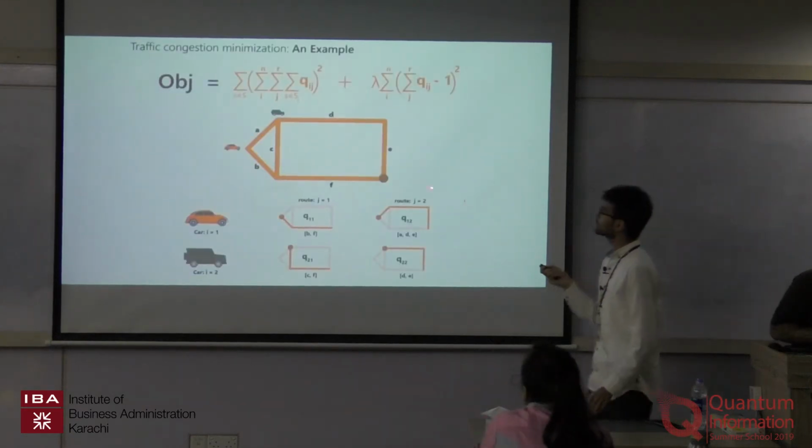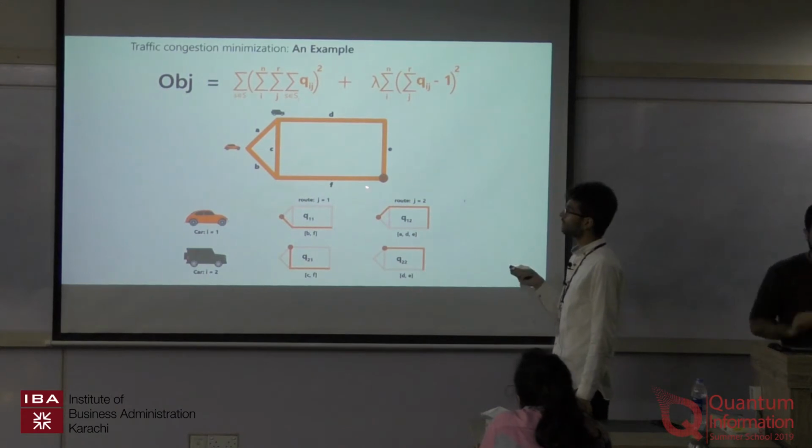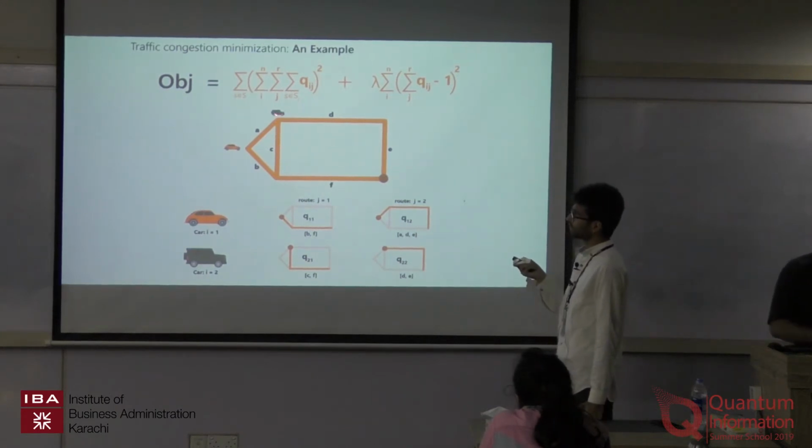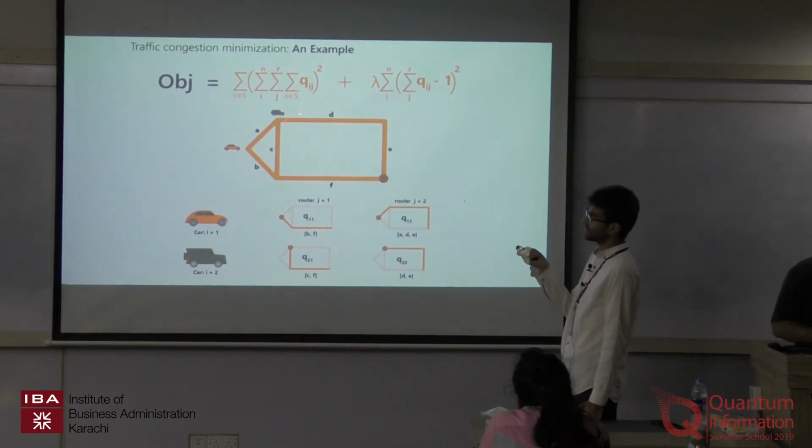Over here we have this very simple map with only 5 roads, and we have 2 cars. One car is over here and the other one is over there. Both of these cars have different sources, but they want to go to the same destination. So this is the destination.